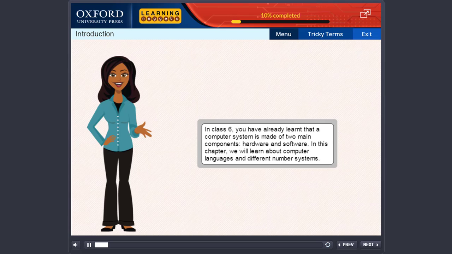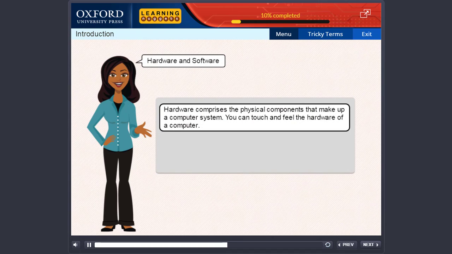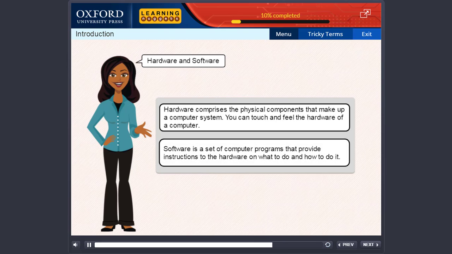In Class 6, you have already learnt that a computer system is made of two main components, hardware and software. In this chapter, we will learn about computer languages and different number systems. Hardware and software. Hardware comprises the physical components that make up a computer system. You can touch and feel the hardware of a computer. Software is a set of computer programs that provide instructions to the hardware on what to do and how to do it.